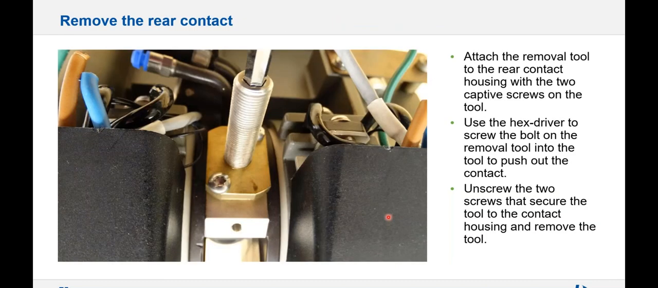So you attach the removal tool to the rear contact housing with the two captive screws on the tool. Use the hex driver to screw the bolt on the removal tool into the tool to push out the contact. Unscrew the two screws that secure the tool to the contact housing and remove the tool.